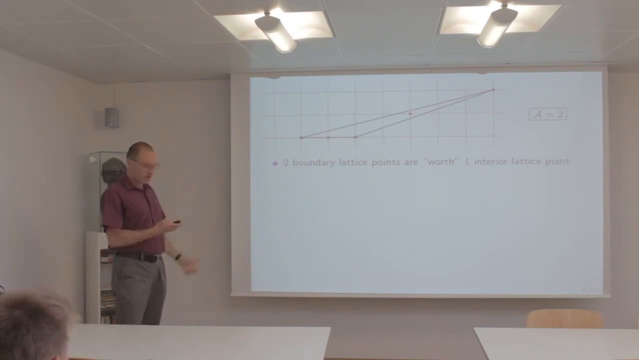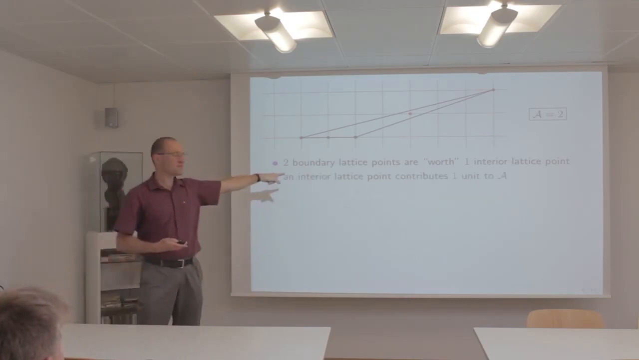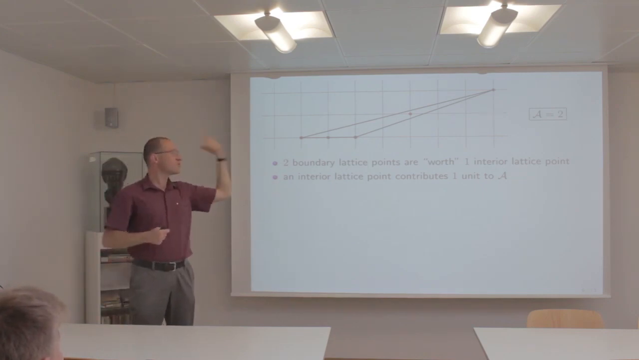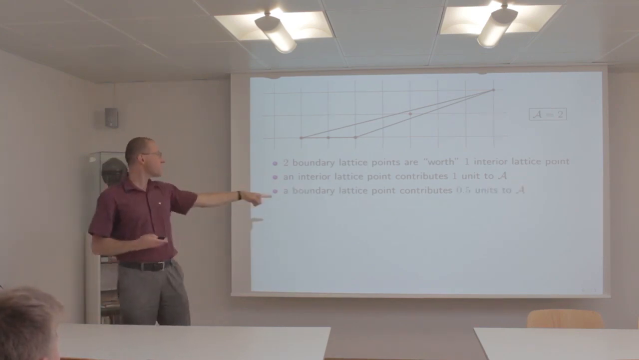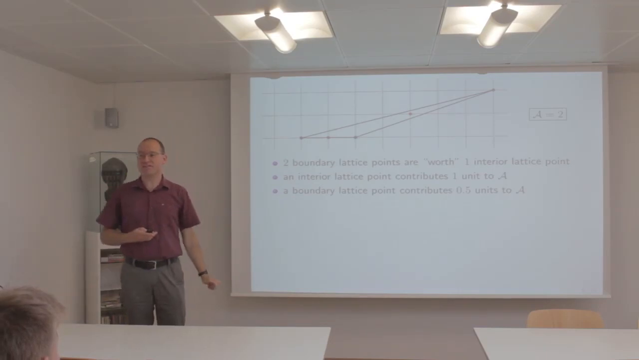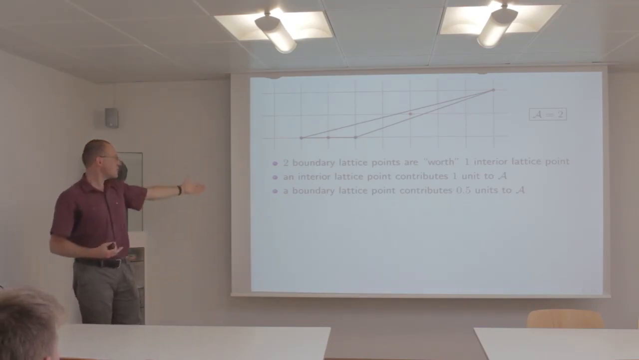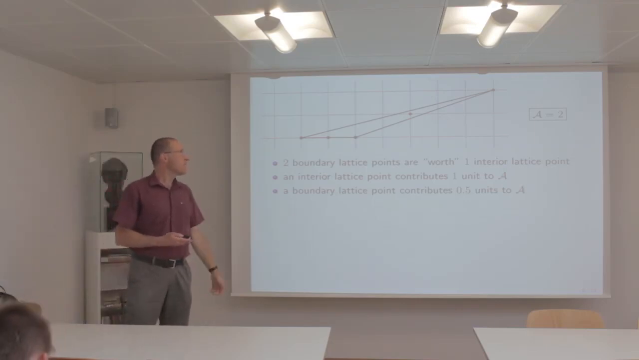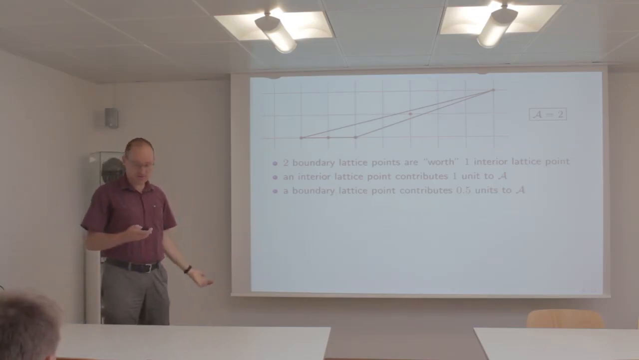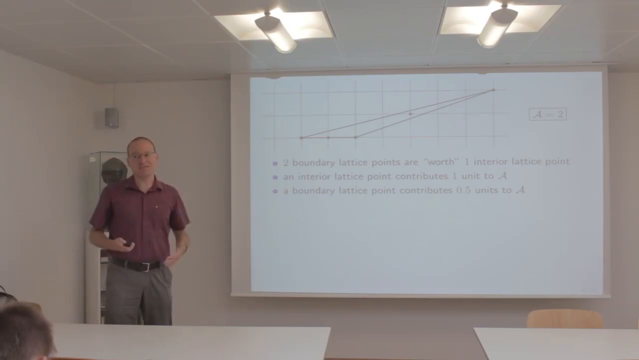Excellent. And what we had on the previous slide was that an interior lattice point, the one in red, contributes 1 unit, and the boundary point contributes half a unit to the area. And all of these 3 bullet points are consistent with each other. The second 2 are consistent with the first. Now you can try to make a guess for a formula. You already guessed it correctly.